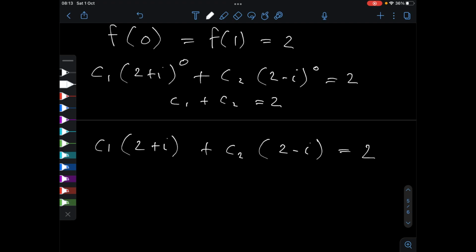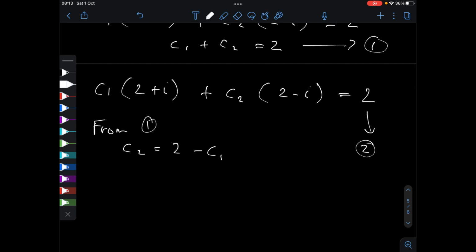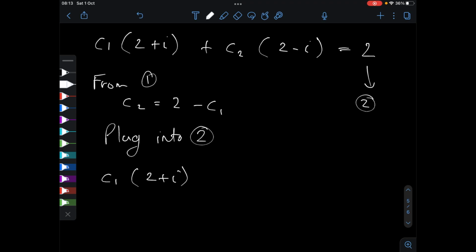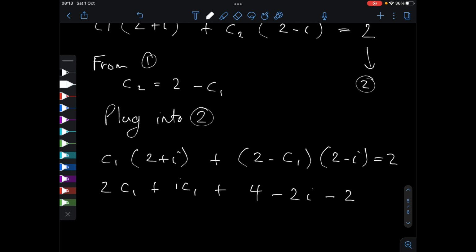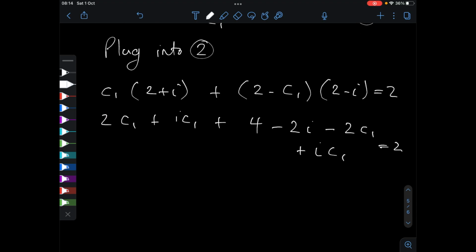So now we've got this system of two linear equations to solve. Let's solve it by substitution. Let's label these equation 1 and equation 2. From 1, we know that c2 can be expressed as 2 minus c1. Plug that into 2. We get c1 times 2 plus i plus 2 minus c1 times 2 minus i equals 2. Expand out the brackets: 2 c1 plus i c1 plus 4 minus 2i minus 2 c1 plus i c1, and all of that equals 2. Now, grouping together all the c1s and the constants, we get c1 times 2 plus i minus 2 plus i, plus 4 minus 2i equals 2.